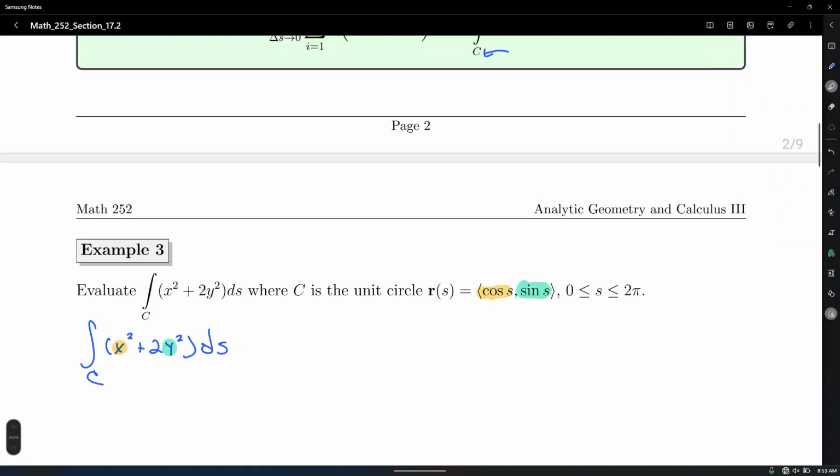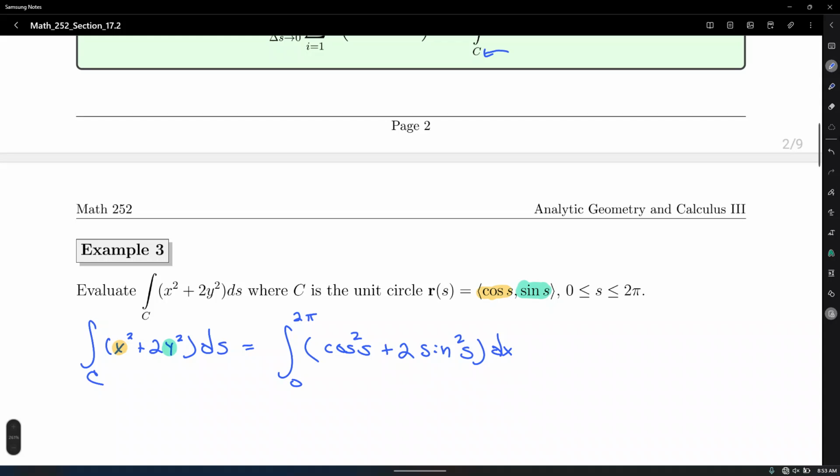So that'll be the integral, no longer in terms of x and y, but rather in terms of s from 0 to 2 pi. And that equals the integral of cosine squared s plus 2 times sine squared s ds. That's pretty easy to integrate. Well, I would need a little trick here to simplify this integrand, because I can't integrate cosine squared in one shot. I can't integrate 2 sine squared in one shot either.